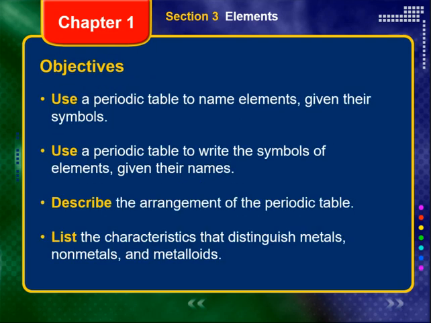At this point, you should be able to use a periodic table to name elements given their symbols, use a periodic table to write the symbols of the elements given their names, describe the arrangement of the periodic table, and list the characteristics that distinguish metals, nonmetals, and metalloids.